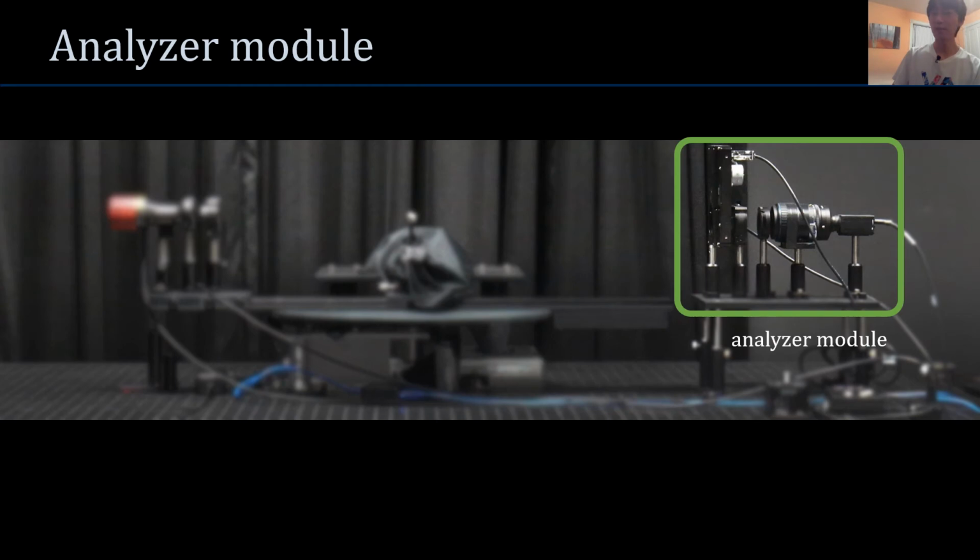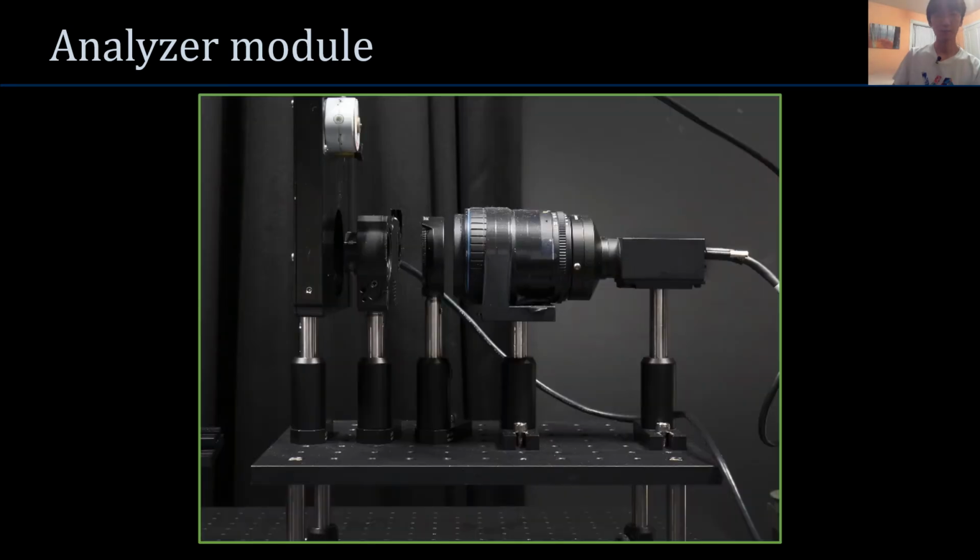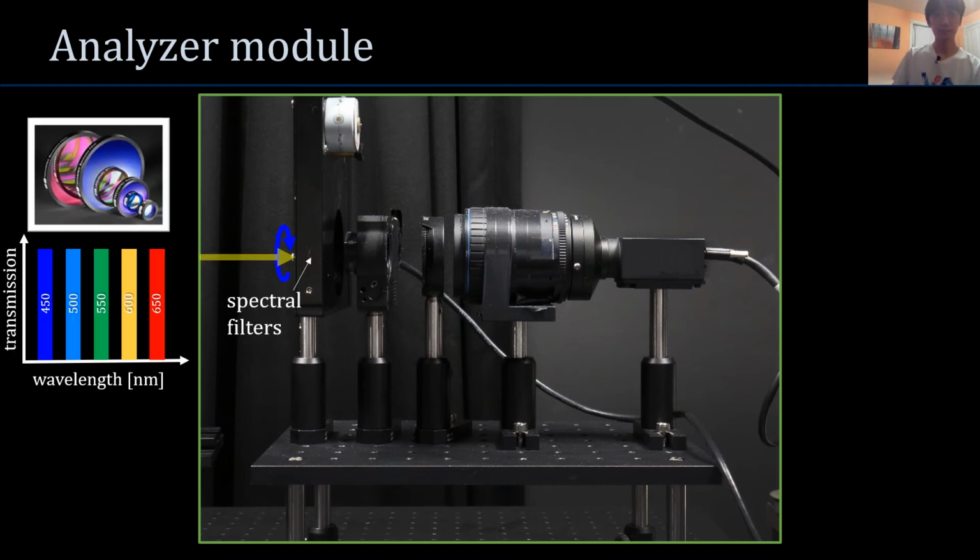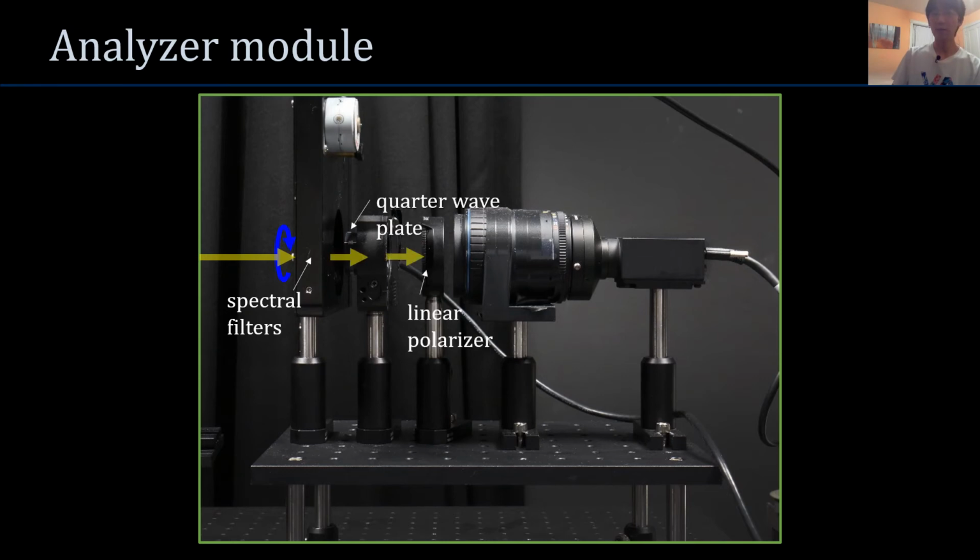Next, we have an analyzer module, which is separated from the turntable. The analyzer module has a spectral filter wheel with 5 spectral bandpass filters. We then have a quarter wave plate and a linear polarizer that enable the complete polarimetric analysis of incident light by rotating the quarter wave plate.